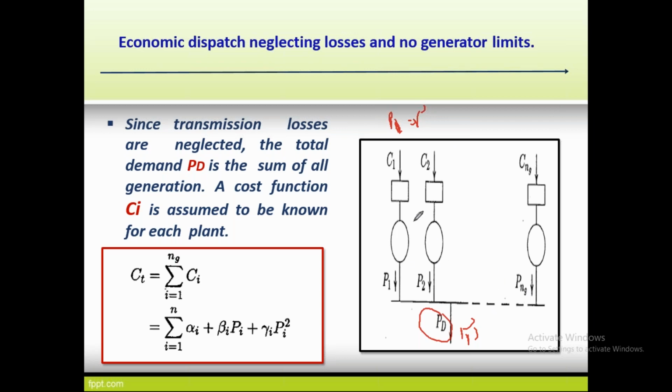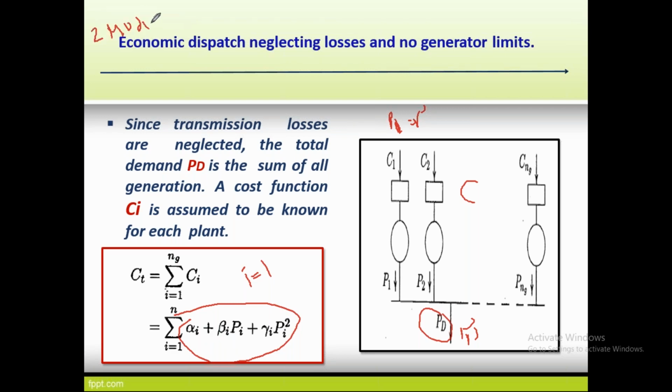How can we schedule all the units? Based on the cost. That cost equation is given here. So the cost function CA is assumed for each plant. CT equals summation of I equals 1 to N of CA. So this is the CA formula, alpha I plus beta I PI plus gamma I PI square. This is the cost of each plant. Here I is the plant number, that is the unit number. If it is unit 1, you can write alpha 1 plus beta 1 P1 plus gamma 1 P1 square. If it is unit 2, alpha 2 plus beta 2 P2 plus gamma 2 P2 square. So this is the second model.